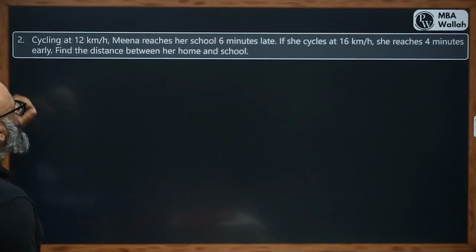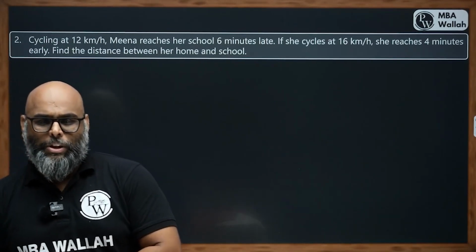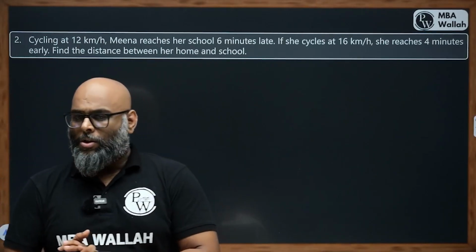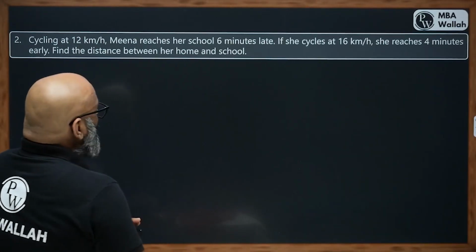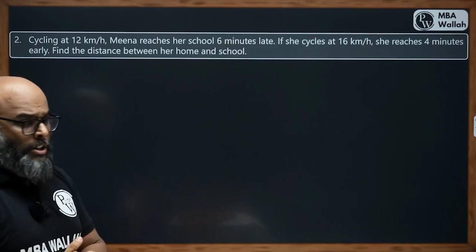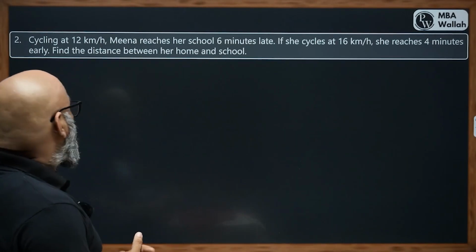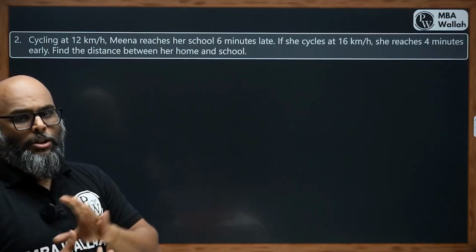So the next question says, have a look at it. I'll give you another few seconds to take a snap of it. Let's get going. So this question says, cycling at 12 km/h, Meera reaches her school 6 minutes late. If she cycles at 16 km/h, she reaches 4 minutes early. Find the distance between her home and school.